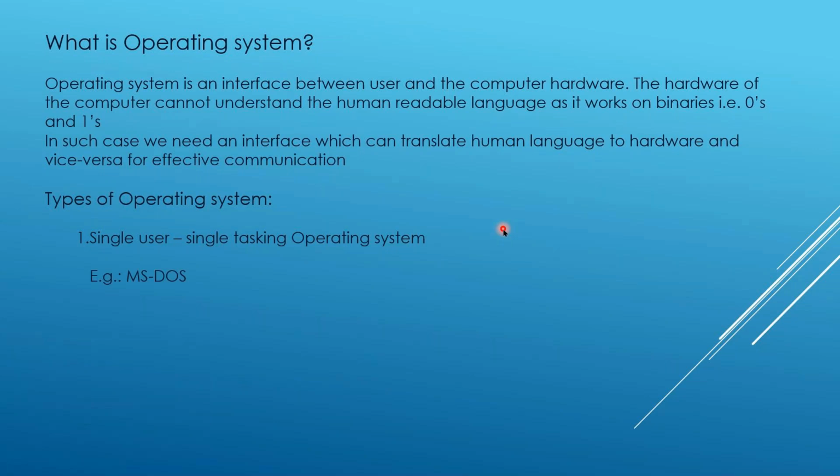For example, MS-DOS, Microsoft Disk Operating System. In this operating system, only one user can log into the system. He can perform only one task at a time. The second one is single user multitasking operating system. In this type, one user can log into the system. He can perform multiple tasks at a time, which is Windows.